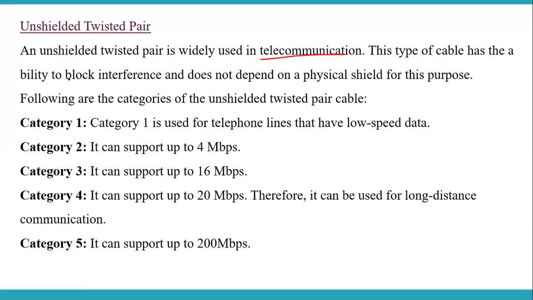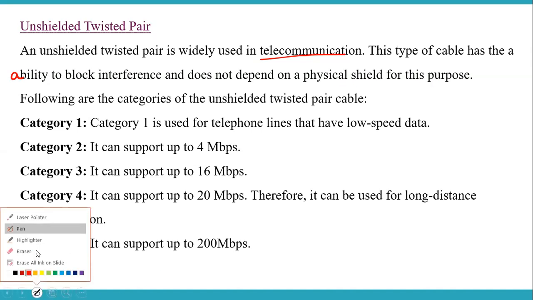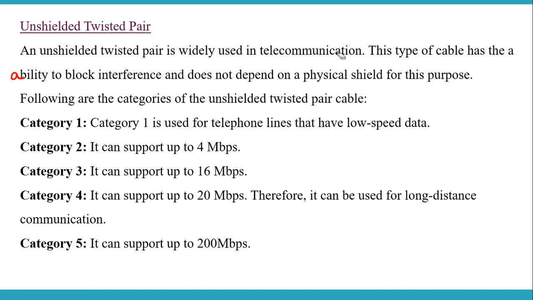This type of cable has the ability to block interference and does not depend on physical shield for this purpose. So physical shield का use क्यों होता है? Basically physical shield use होती है कोई भी इंटरफेरेंस आ रहा है अगर, तो उसे ब्लॉक करने के लिए, ठीक है. बट यहाँ पे जो आपके केबल्स होंगे अनशील्डेड ट्विस्टेड पेयर में, उनकी इनबिल्ट होगी ये एबिलिटी, उनमें पहले से ही होगी कि वो इंटरफेरेंस को ब्लॉक कर सकते हैं.